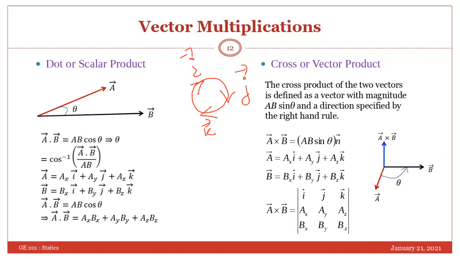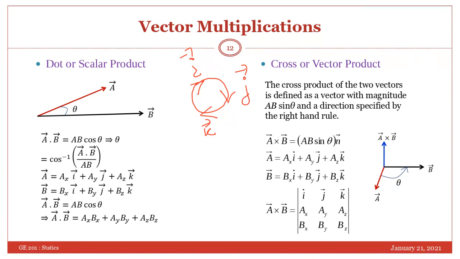So J cross I will be minus K. K cross J will be minus I. And I cross K will be minus J. But I cross J will be K. K cross I will be J. J cross K will be I. So this is the cyclic rule. And multiplication of the same unit vectors will lead to the zero answer, because sine 0 is 0.